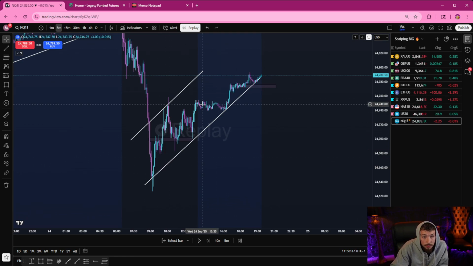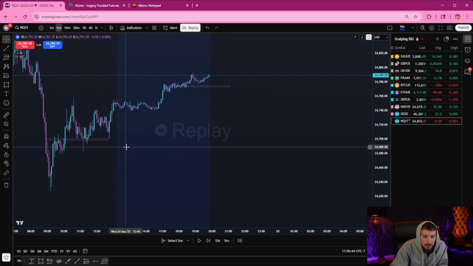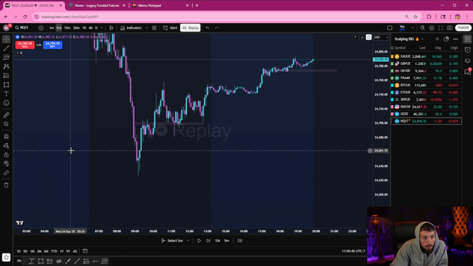Now, when we have a bullish market structure, which means we're moving to the upside, there's a couple things we want to look at, but the main one being very specific, okay? And that's higher highs followed by higher lows. I'm going to show you guys exactly what that looks like.